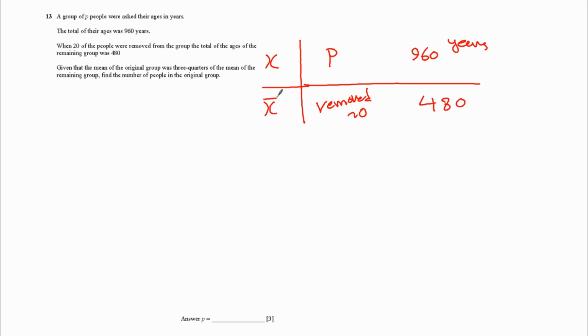Now, I'm going to read the last sentence, which is important. Given that the mean of the original group was 3/4 of the mean of the remaining group. So it means that X is equal to 3/4 of X bar. So the mean of the original was 3/4 of the mean of the remaining group. So that is one thing that we need to consider.